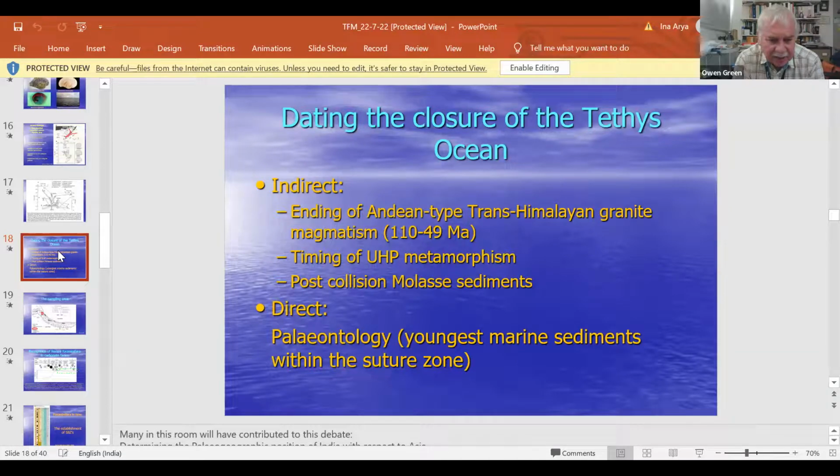But Mike said, no, what we want is a direct way of doing this. And the best way to approach this is to look at the youngest marine sediments that we can find within the suture zone. So if we go on to the next slide, please.